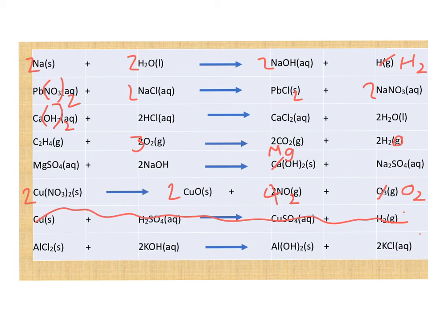For this next one, aluminium is of course Al3+ in compounds, so it should be AlCl3. That means you need a 3 in front of the KOH, and you will form a 3KCl there, and that should be Al and 3 hydroxide ions as well.